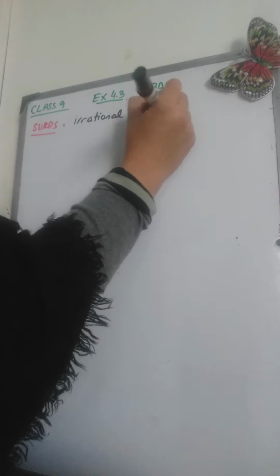So if you have an irrational number or an expression involving an irrational number, then that irrational number is called a surd, and the expression will also be called a surd because that expression will give you an irrational answer.